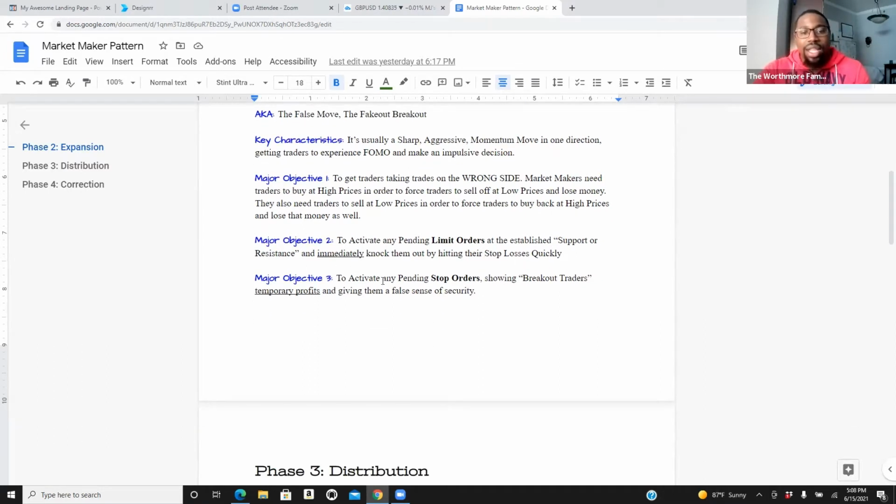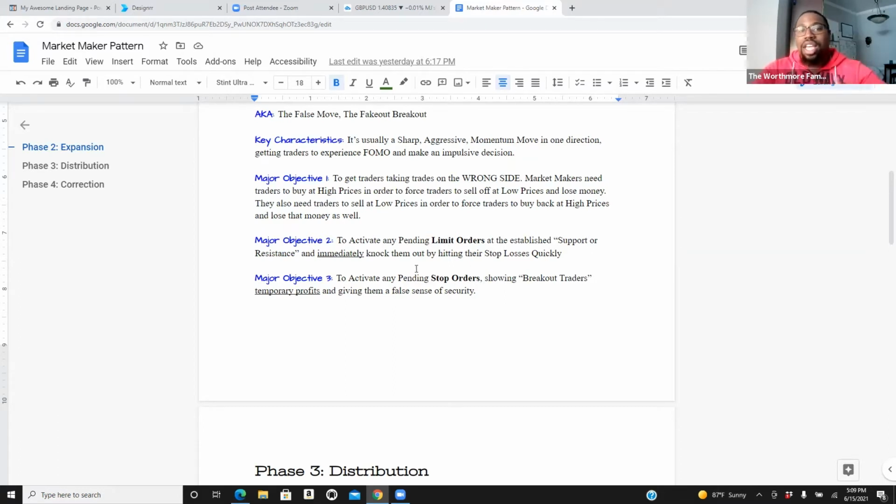Now, objective number 3 is they want to activate any pending stop orders for the breakout traders and show them temporary profits to give them a false sense of security. Because when you've got a false sense of security, what you typically do is you take too many positions and you don't trail your stop loss, right? So now you end up over leveraging because greed gets in because you start to see that blue on your MetaTrader 4. Come on now, you know you've done it, right?